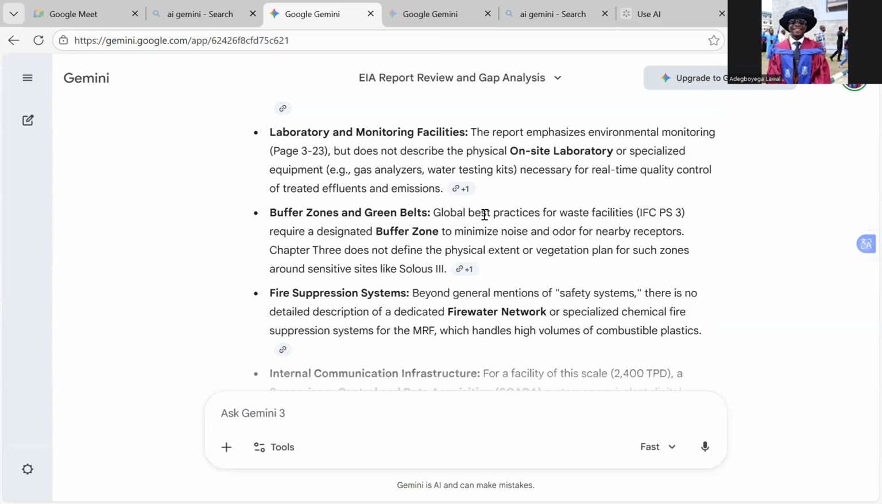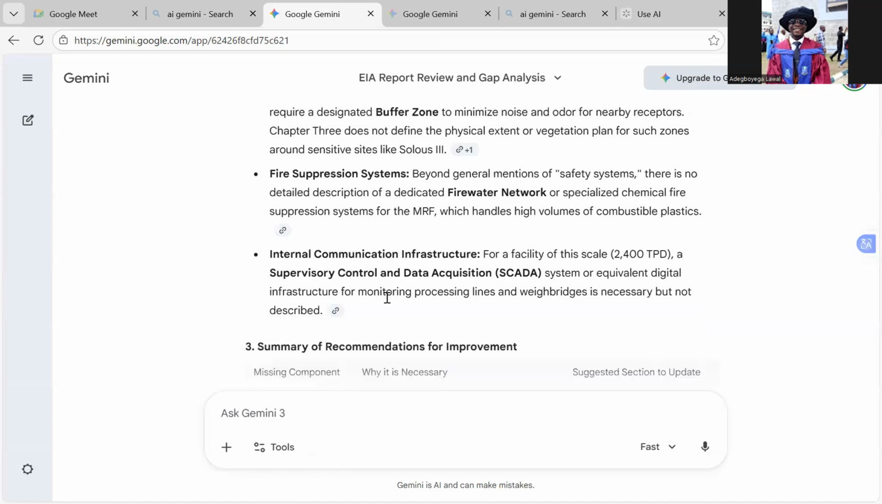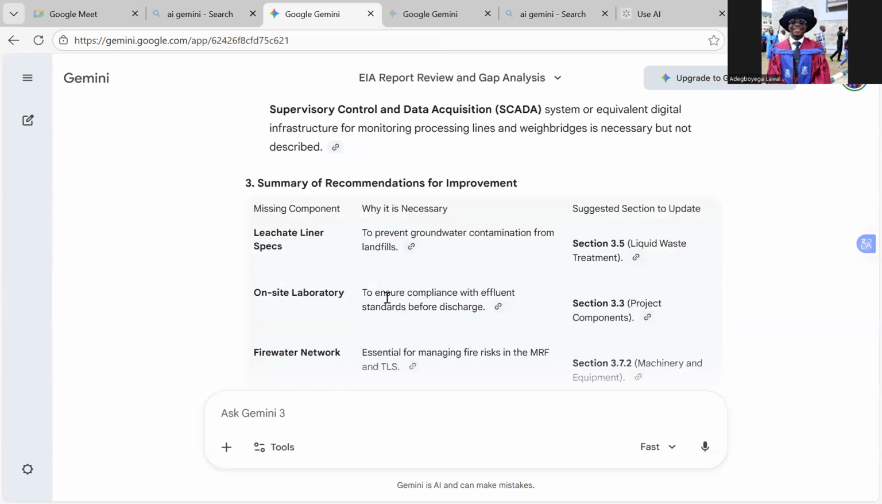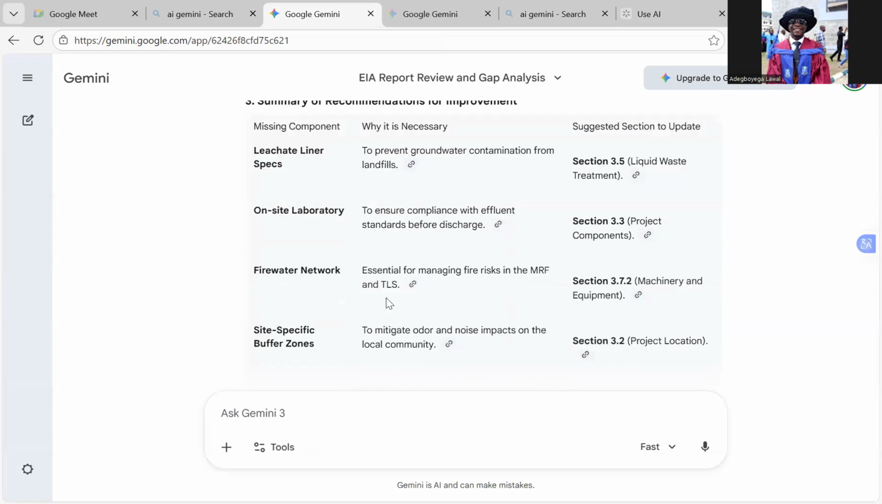Buffer zone. According to global best practice in Performance Standard 3, there is a requirement for buffer zone, and fire suppression systems, internal communication infrastructures, like systems that are necessary. So these are a summary of those areas of improvement that are needed.